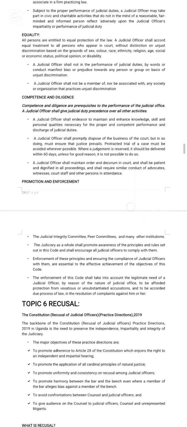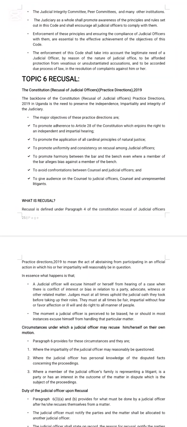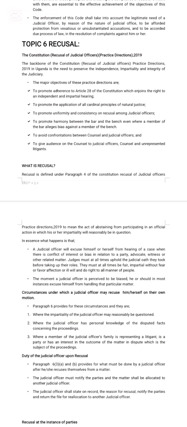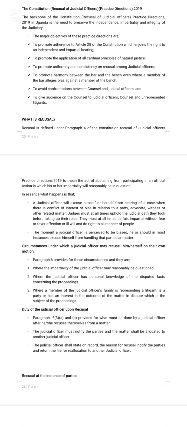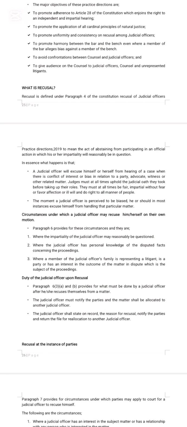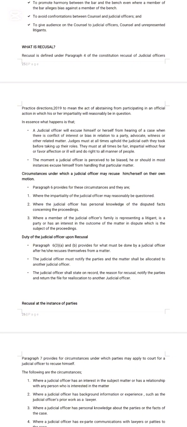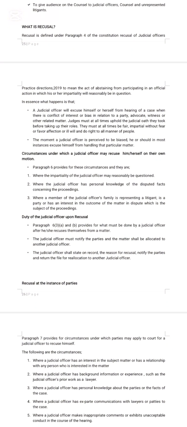From there, we can now go to look at recusal of judicial officers, the Constitutional Recusal of Judicial Officers Practice Directions, 2019. The backbone of the recusal of judicial officers practice directions, 2019, in Uganda is the need to preserve the independence, impartiality, and integrity of the judiciary. So we have looked at recusal under paragraph 4. The practice directions define recusal to mean the act of abstaining from participating in an official action in which his or her impartiality would reasonably be in question.